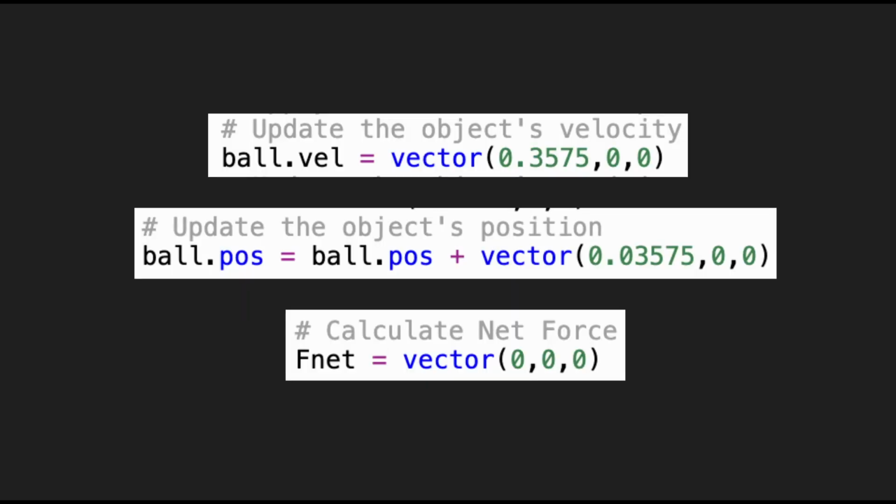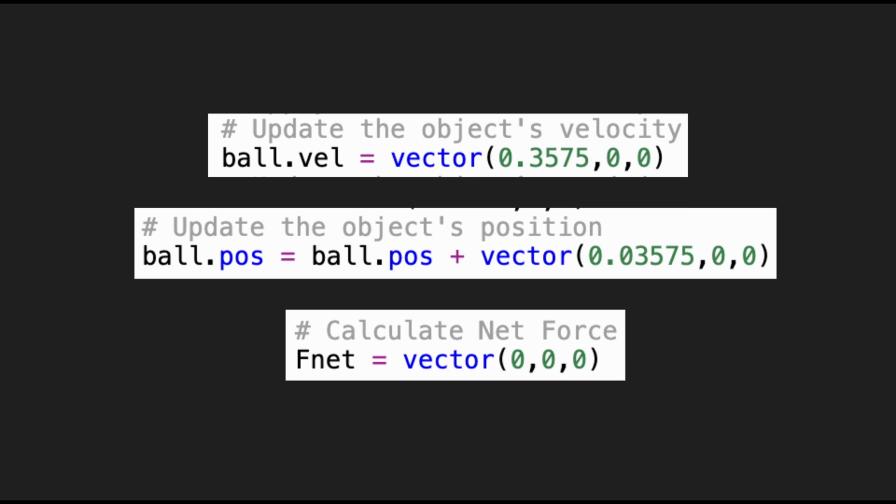To replicate the behavior of the battery in my code, I altered the values of velocity update, position update, and net force. Because the velocity stays at a constant rate, velocity is set equal to the vector 0.357500. The position update is set to equal the position plus the vector 0.035750 because the graph updates every 0.1 seconds.